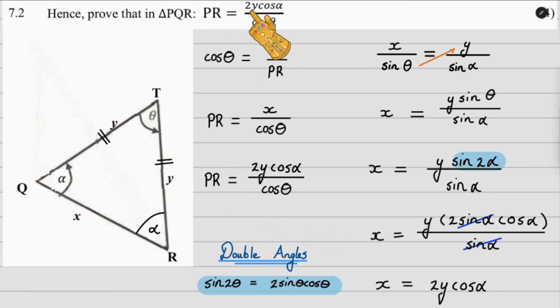PR is equal to 2y cos alpha over cos theta. PR equals 2y cos alpha over cos theta. Sure, quite a nasty little one.